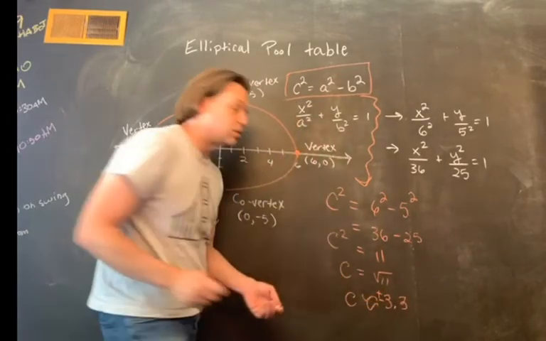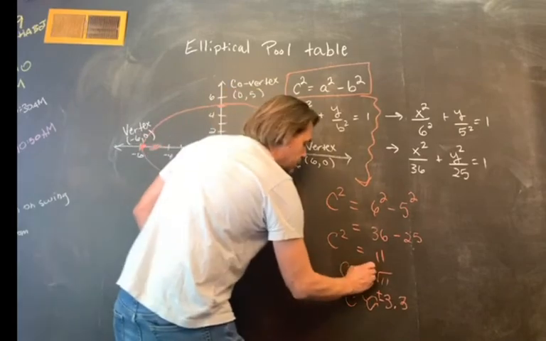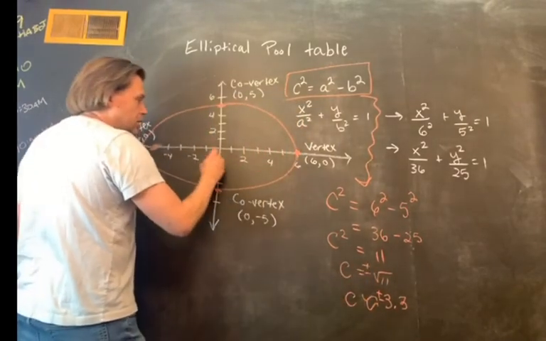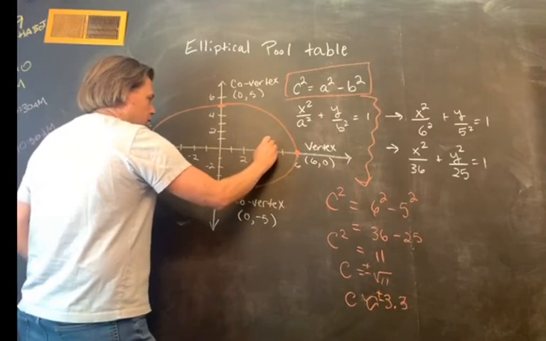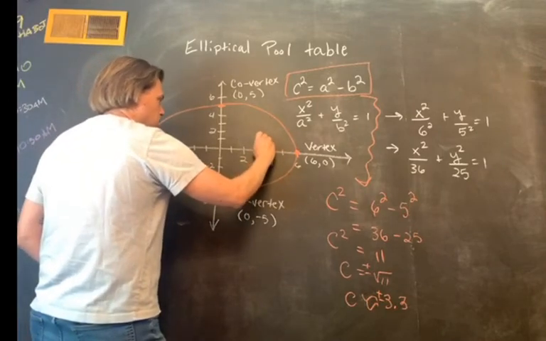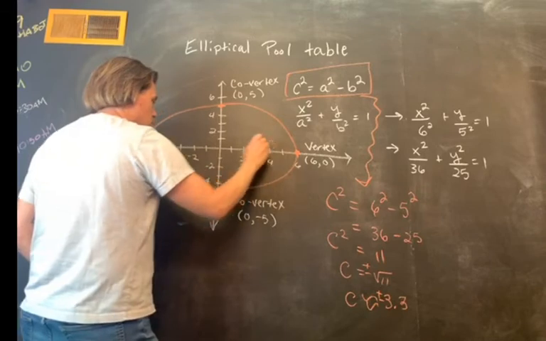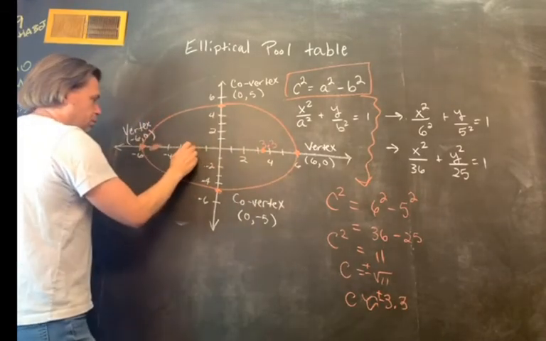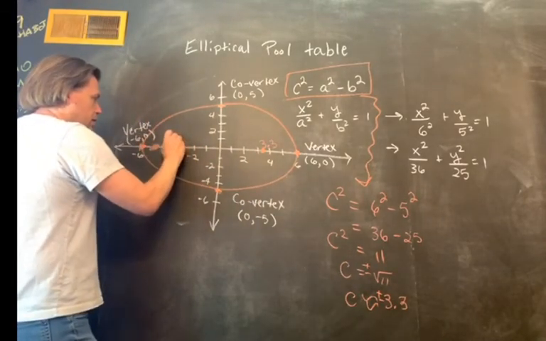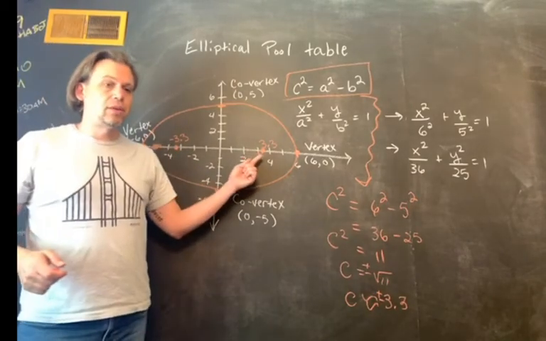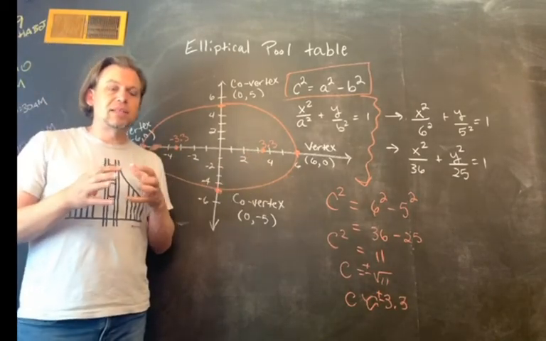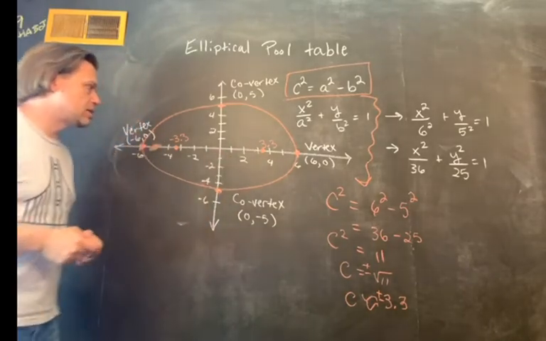Plus or minus when you take the square root, right? So it's plus or minus the square root of 11. That's good because we have two values: 3.3 and negative 3.3. If you were to really build this thing, you would just make this hole large enough to cover it, because these are approximations of the decimals, right?